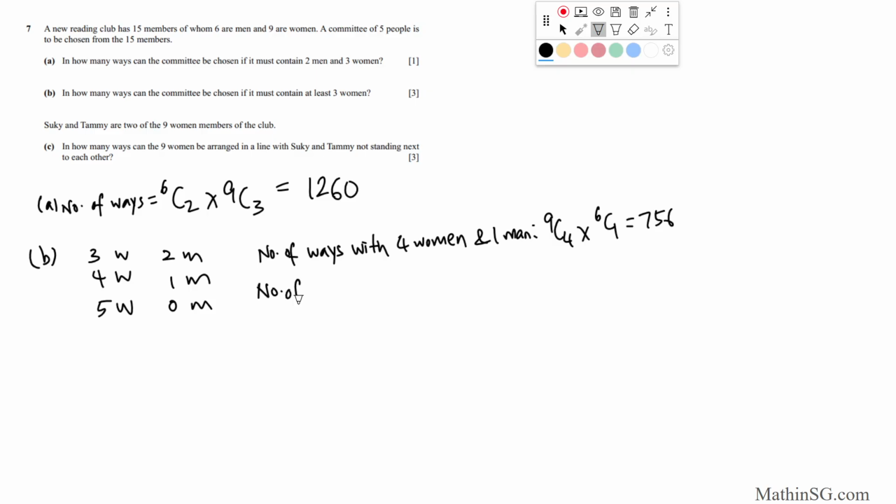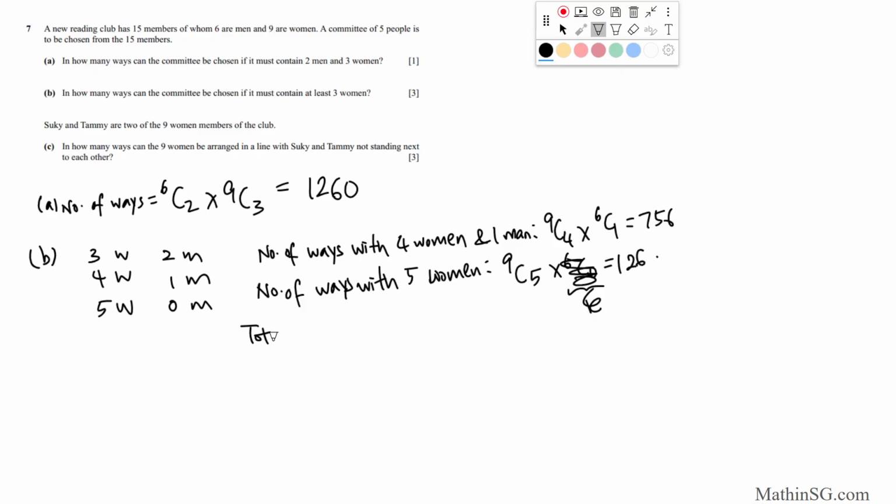Next, I need to find the number of ways with 5 women, which is the third case, which is 9 choose 5. Then I don't need to choose any men, so ignore it. Or if you want, you can write 6 choose 0, which equals 1. This will give me 126.